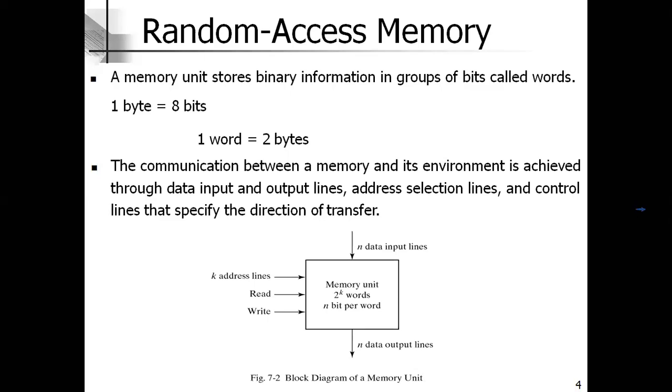So for example, we have a memory unit which stores binary information in groups of bits. It is called words. Word in memory is a group of bytes. Byte in memory is a group of bits. So simply, a memory unit stores binary information in groups of bits called words.